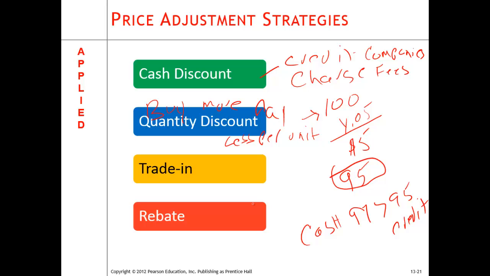And finally, a very common price adjustment strategy is that of a rebate, for which cash payments are made back to the buyer for purchasing a specific product. However, common practice is not to give cash back to consumers as rebates, but to give gift cards, and predominantly gift cards for a certain store.